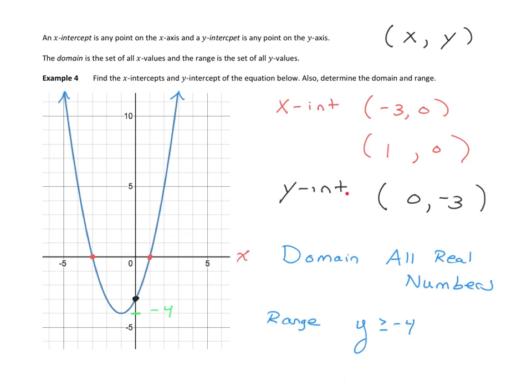So here we had an x and a y intercept. If you include all of the x values, we call that the domain. If you include every y value, we call that the range. And that's it for this problem.